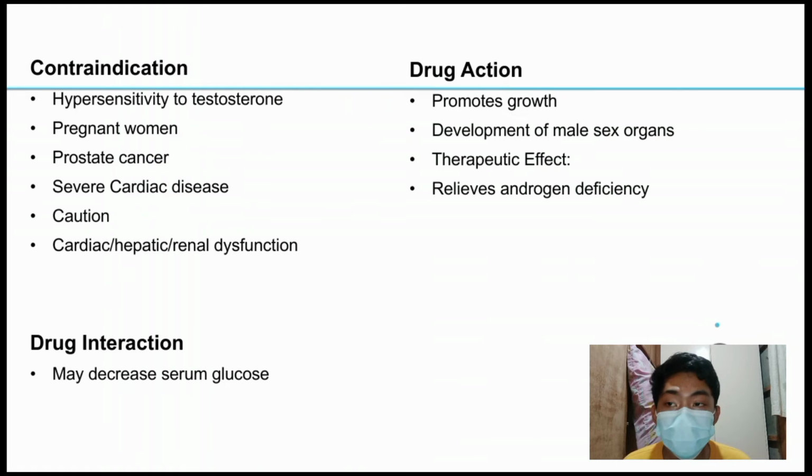It is also contraindicated in severe cardiac disease. And if you have cardiac, hepatic, or renal dysfunction, you must not take testosterone because it might be worsened. Now, for the drug actions, it promotes growth and development of the male sex organs. For the therapeutic effect, it relieves androgen deficiency. For the drug interactions, it may decrease serum glucose, which requires insulin adjustment.